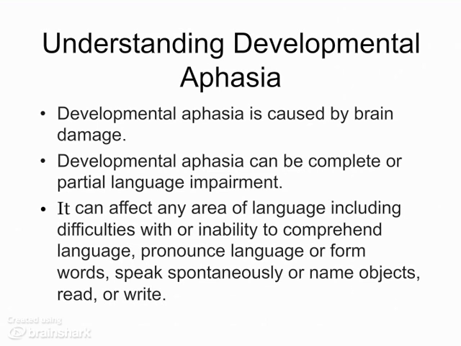Developmental aphasia is caused by brain damage, and this can be complete or partial language impairment. It can affect any area of language, including difficulties with or inability to comprehend language, pronounce language or form words, speak spontaneously or name objects, read or write. So if a student has developmental aphasia, this can result in having a learning disability, and also the student will be identified as having a speech and language impairment.